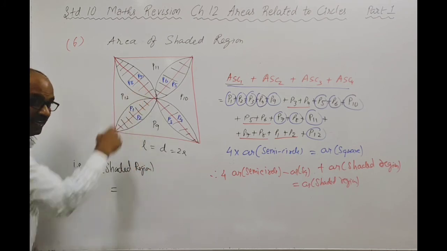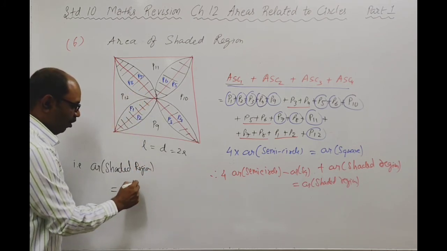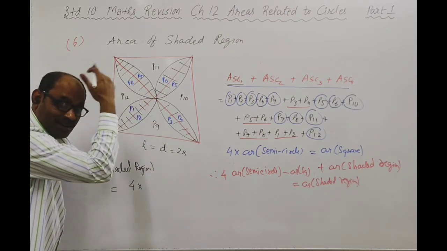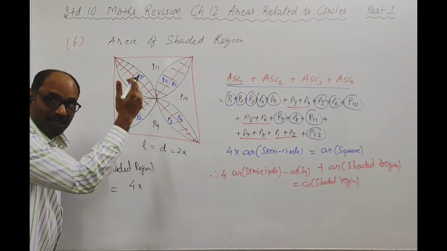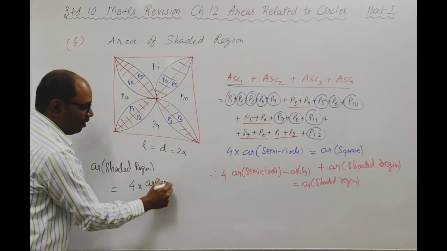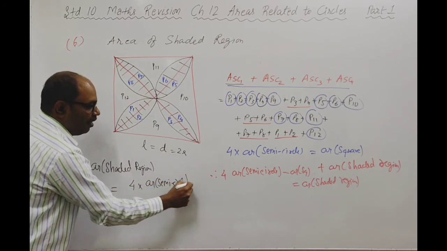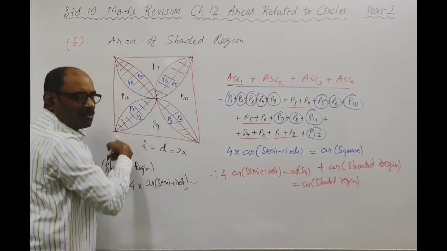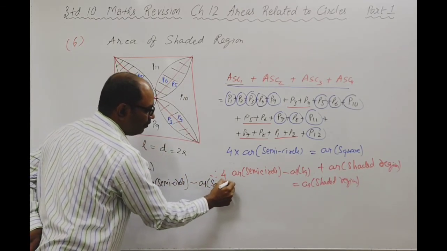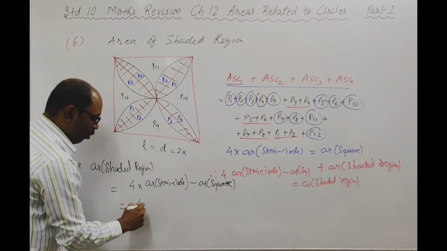This figure is formed by 4 semicircles. That will help us to remember this formula: 4 times the area of a semicircle minus the area of the square. Are you getting me? 4 times.